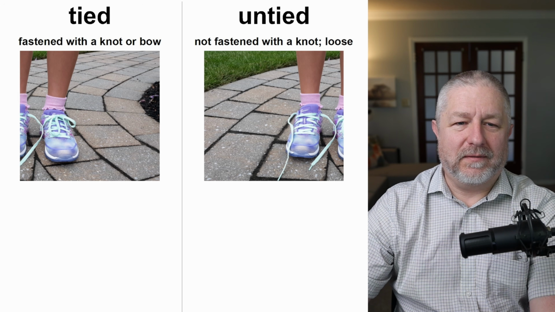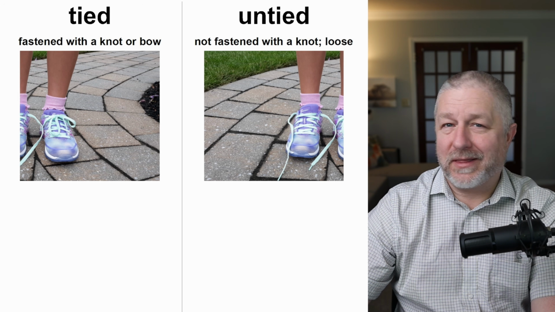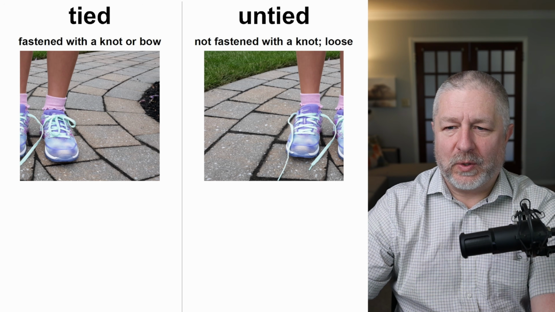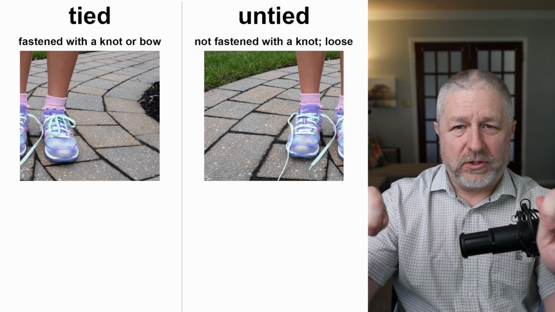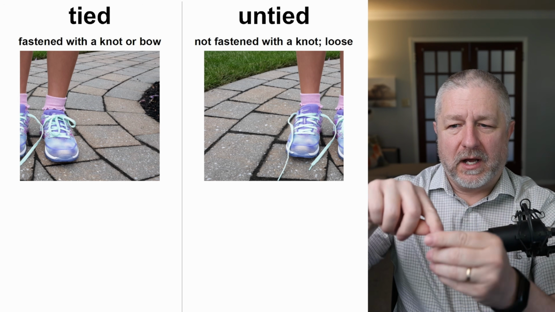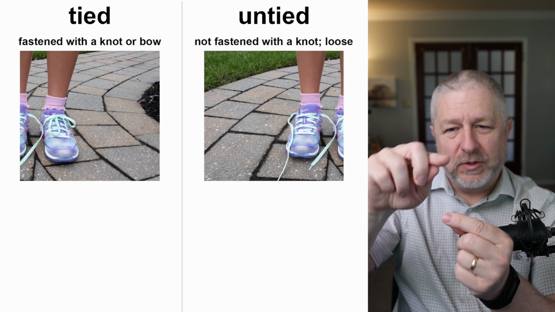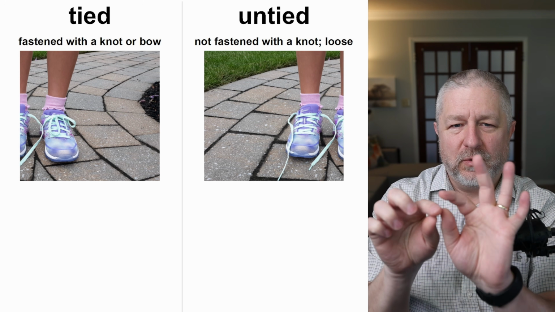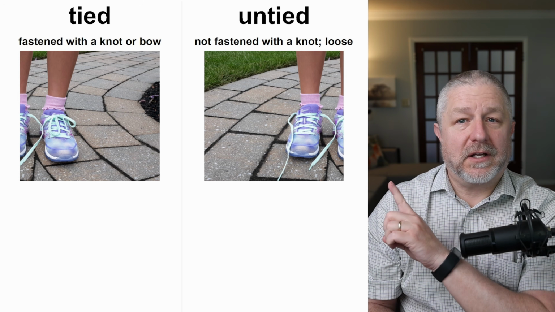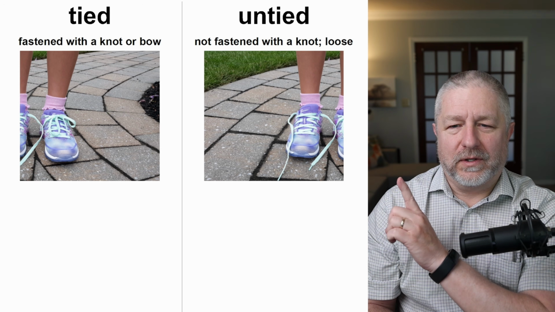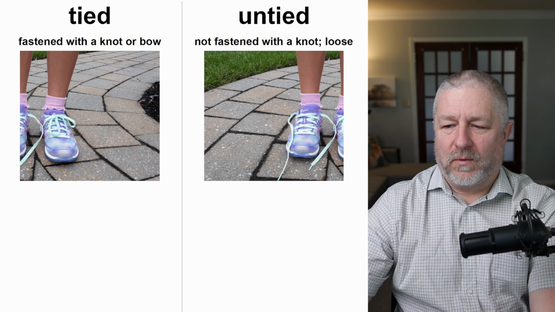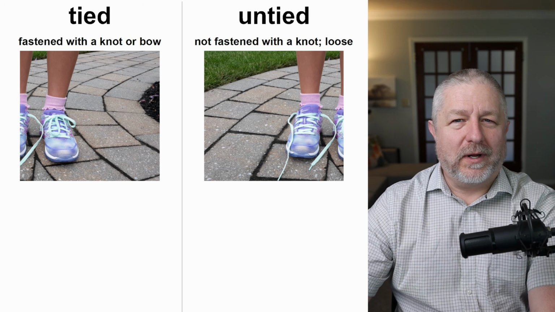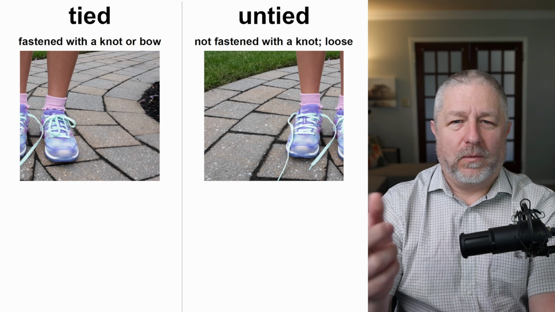Tied and untied. So we have a person here who needs to deal with a shoe that is untied. In the far picture, tied, fastened with a knot or bow. So a knot is when you put two pieces of string or rope together. A bow is when there is a loop in it. So if you look at the tied shoe, it's tied, but it also has two bows. In the closer picture here, untied, not fastened with a knot or loose. Every once in a while, one of my kids will be walking around and they will have one of their shoes untied, and I'll say, hey, your shoe's untied.